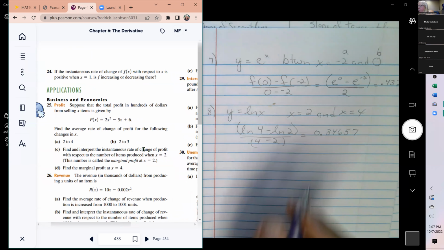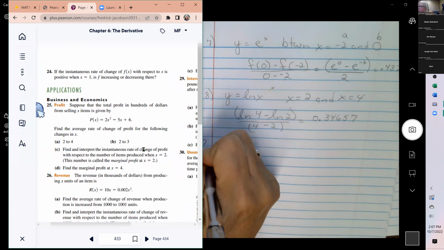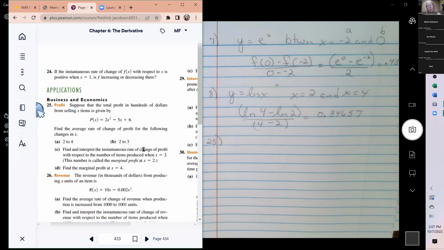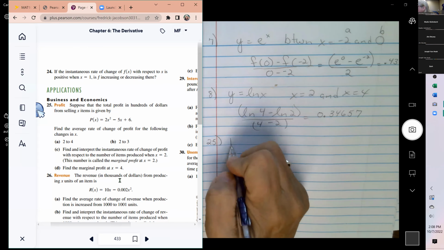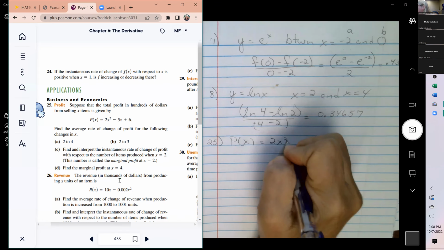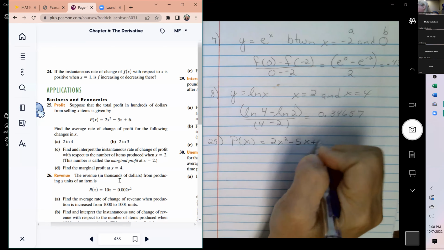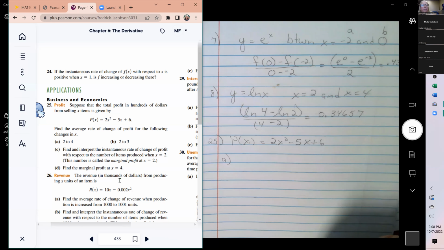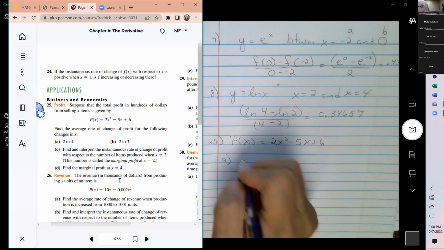So number 25. I usually put one on the test similar to this where it's a story problem. Now I wouldn't put all 4 parts. I'd put one where you're doing the rate of change and one where you're doing instantaneous change. We have p of x equals 2x squared minus 5x plus 6. Find the average rate of change of profit for the following. So from 2 to 4.